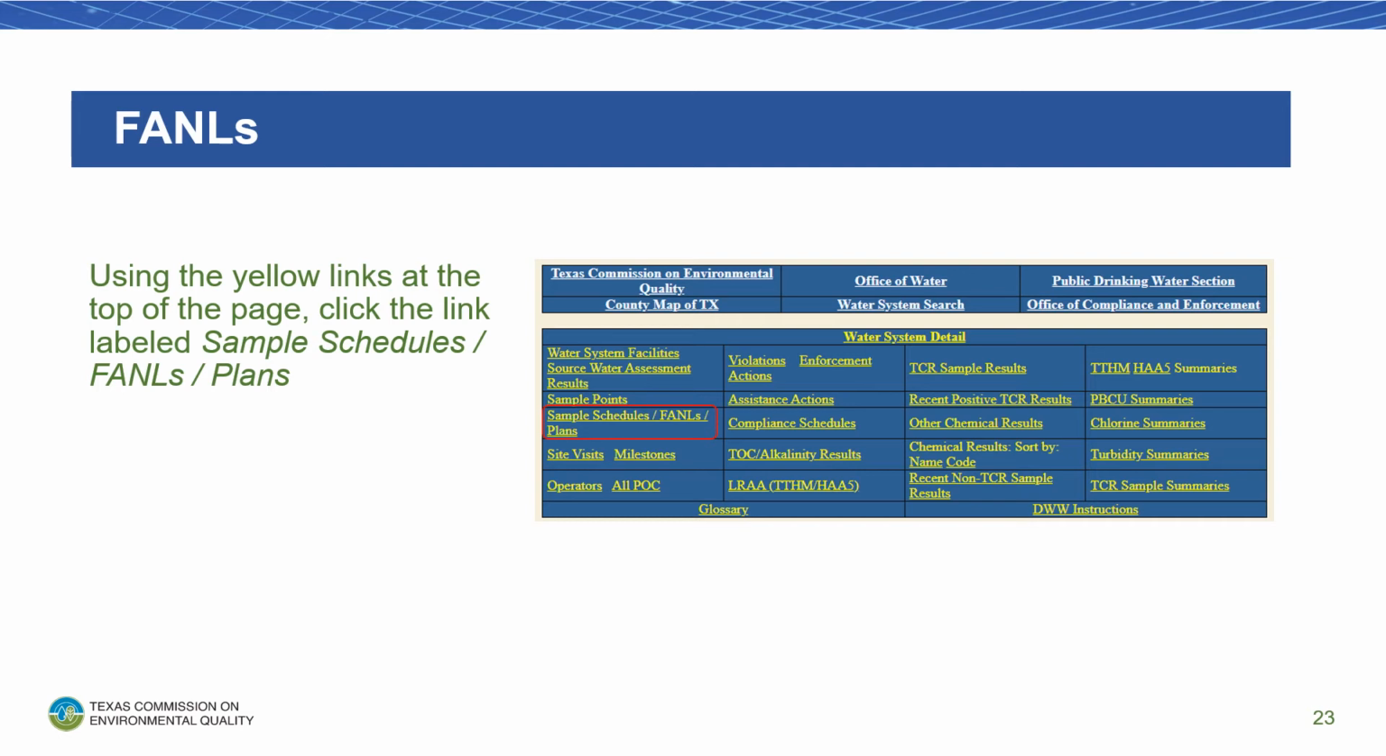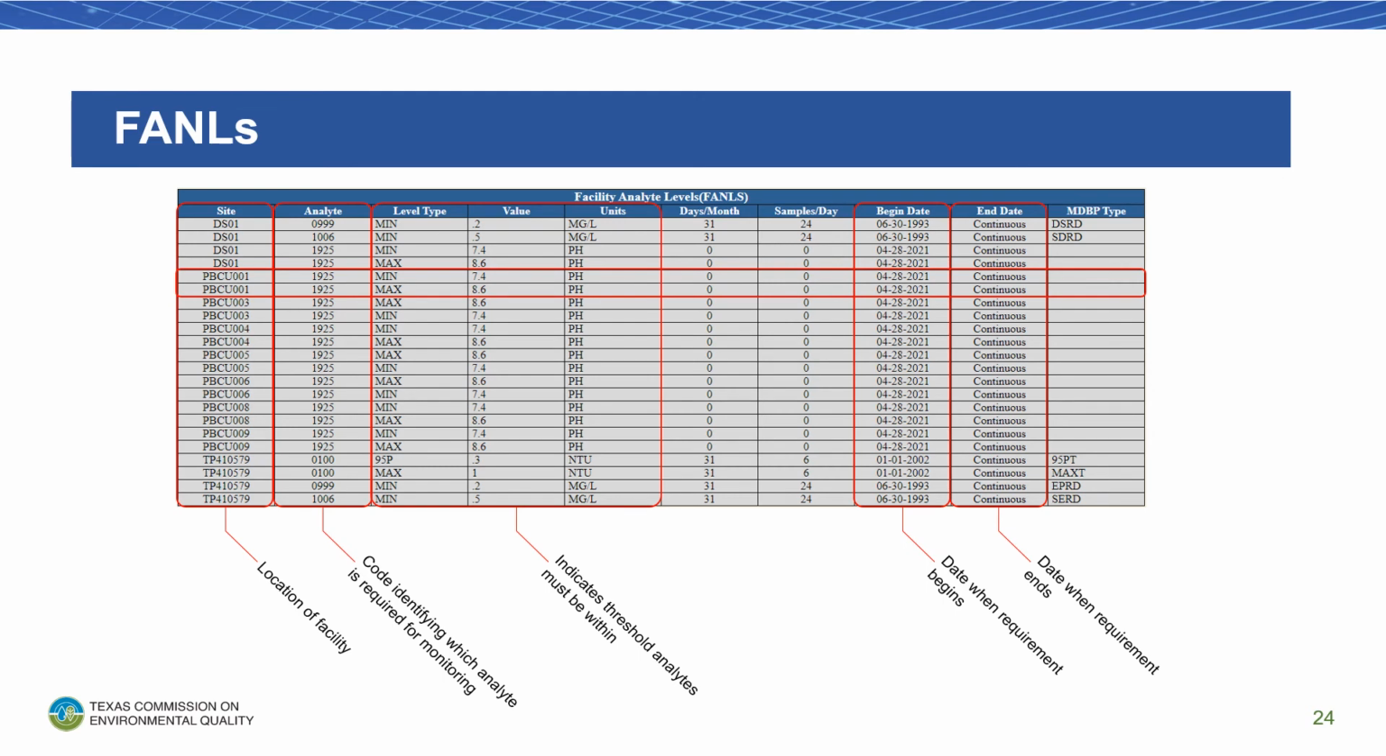On the next few slides, we'll cover how to find and understand your FANLs, or Facility Analyte Levels List. To navigate to the FANLs page, you will need to click the yellow link at the top of the page titled Sample Schedules/FANLs/Plans. This action will take you to a page that contains a table with FANLs for your system. To find your FANLs list, scroll down below the sample schedules to the table titled Facility Analyte Levels, FANLs.